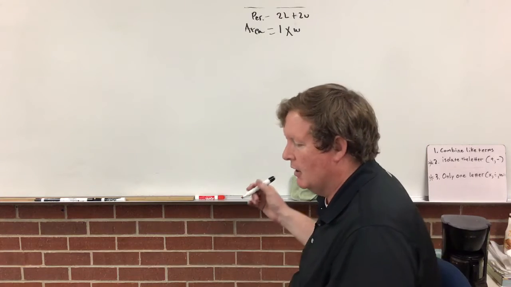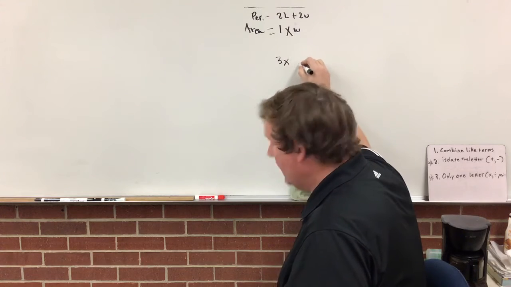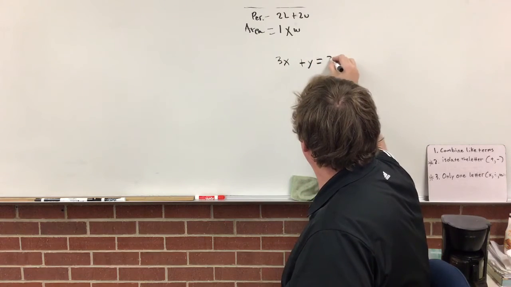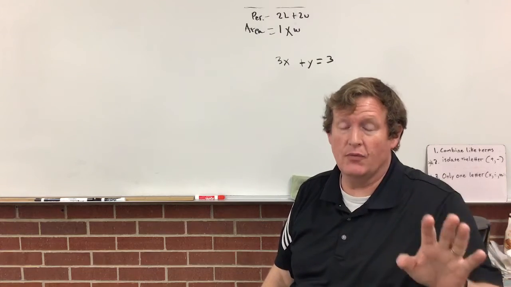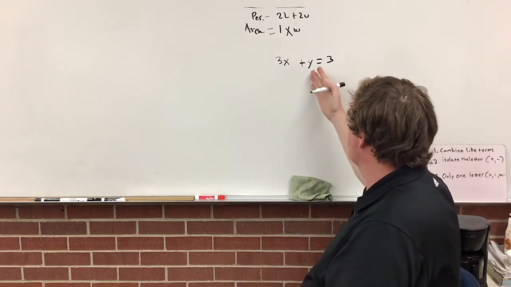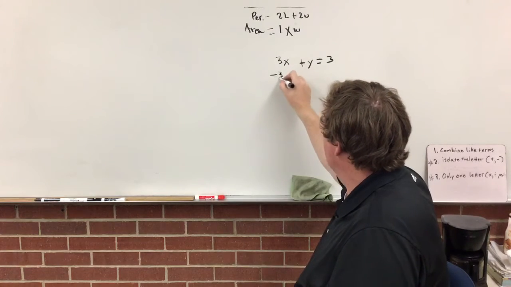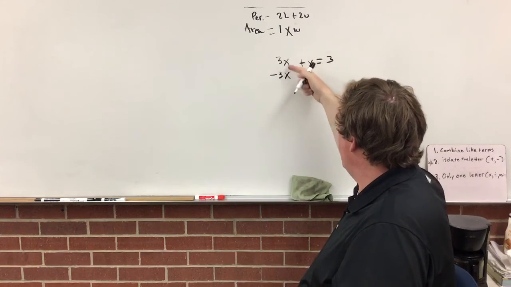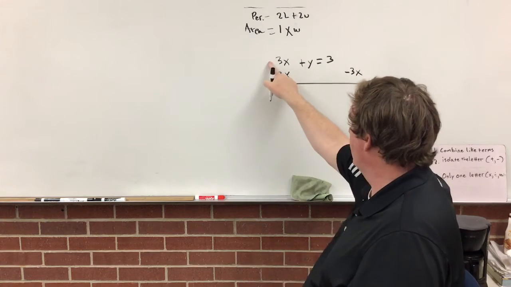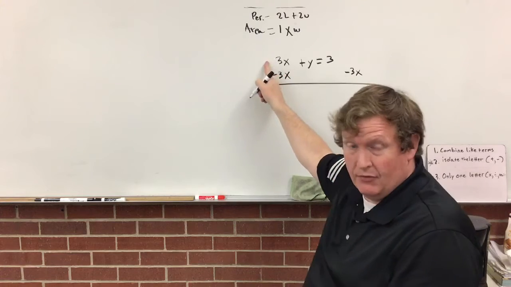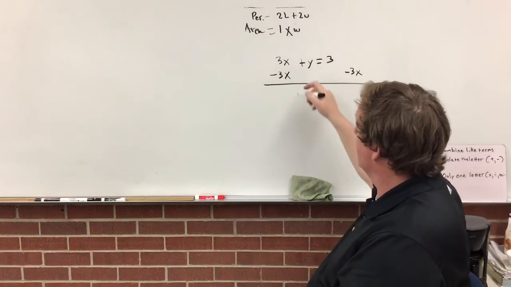Okay, move down to problem number 25. 3x plus y equals 3. Okay, so in order to do these, first of all, we need to get y all by itself over here. So we subtract the amount of x over to the other side, because that was a positive 3x. If it was negative 3x, then we would have added, but it was positive, so we subtracted.